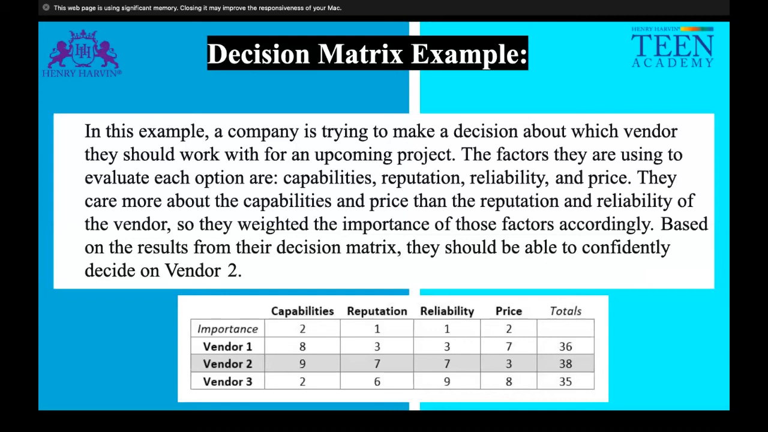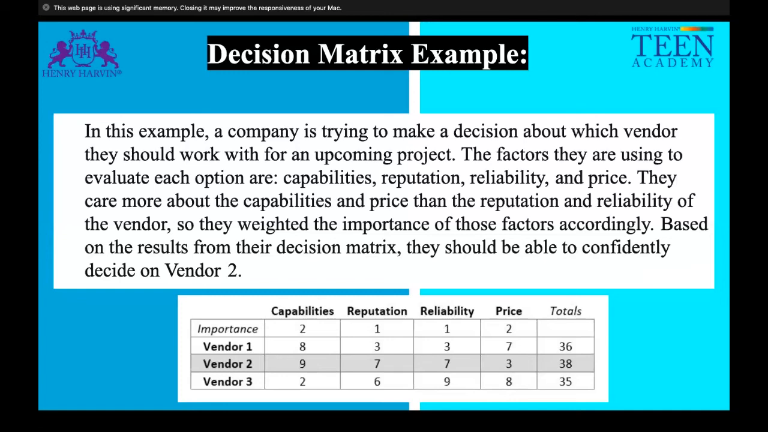Reliability, we have 3, 7, and 9. Now here, vendor 3 comes out to be more powerful and reliable. Talking about pricing, we have 7, 3, and 8. So here again, vendor 3 comes out to be more in terms of price. That means he's offering us the least price possible.